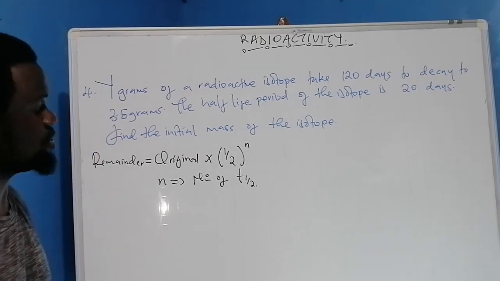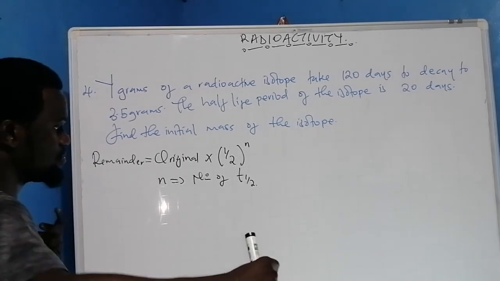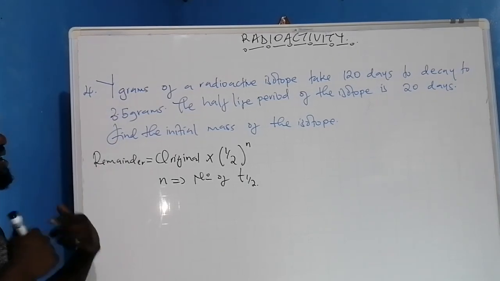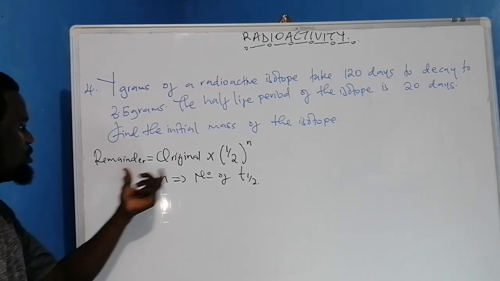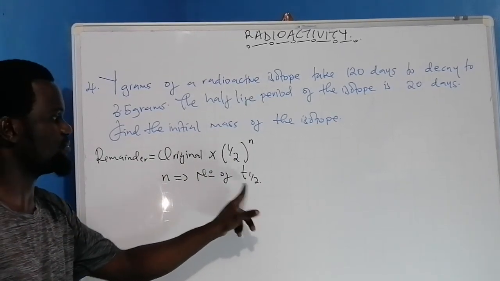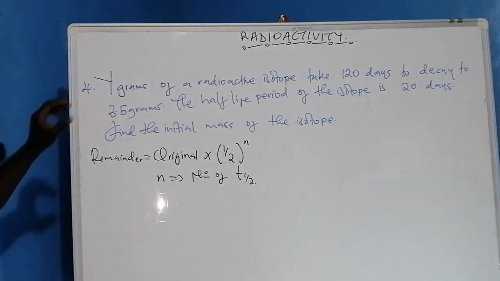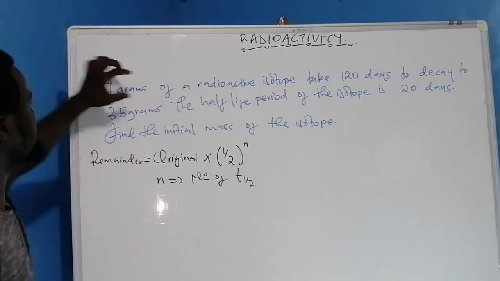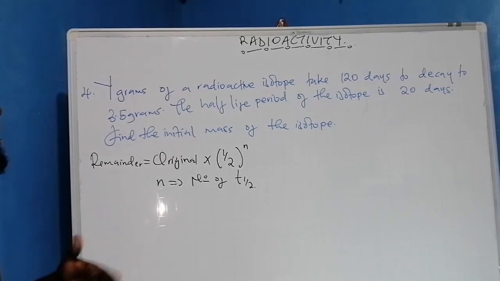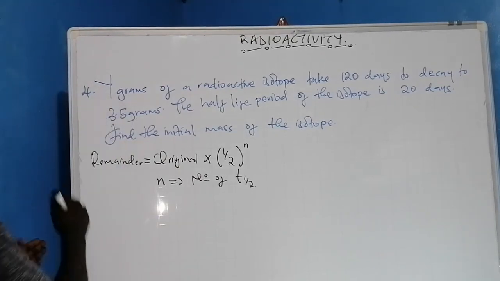Now, there are two ways that you can approach this problem. We have this formula, and then we also have a long method. In the formula, the remaining amount, or the mass remaining, is equal to the original times half power n, and n is the number of half-lives. In our case, y gram is the original mass of the isotope, and then the total number of days it takes to decay to 3.5 grams.